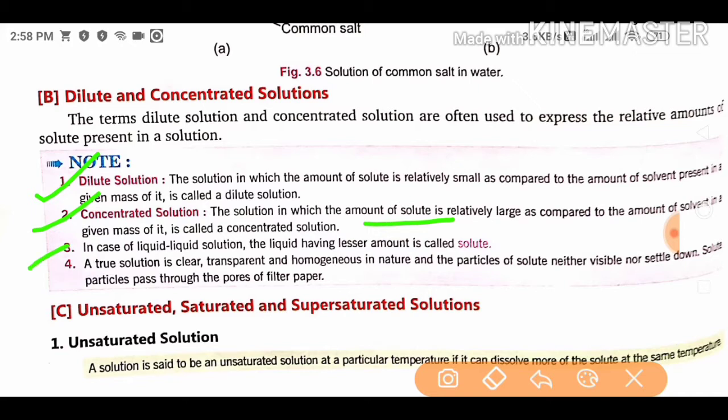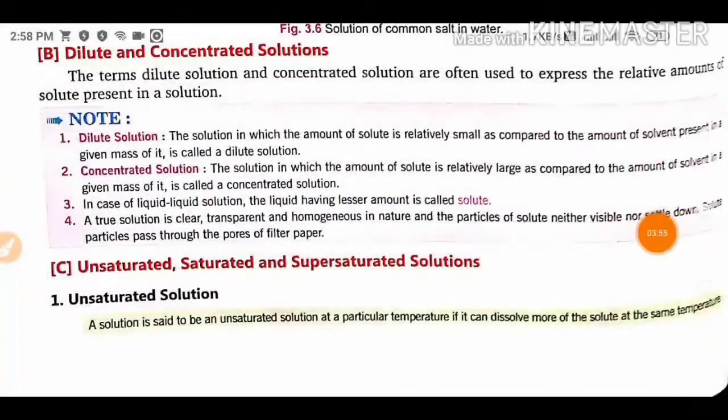In case of a liquid solution, the liquid with the lesser amount is called the solute. These are easy things, so you can also read them one time. If you have any confusion, then you can ask.